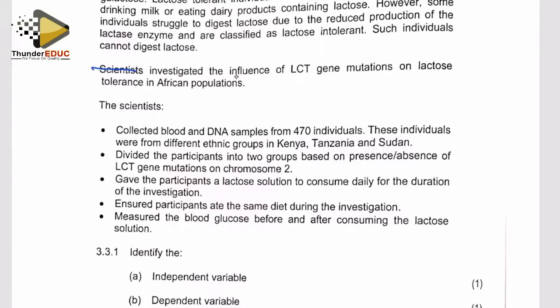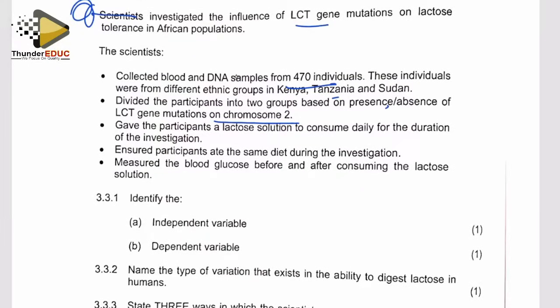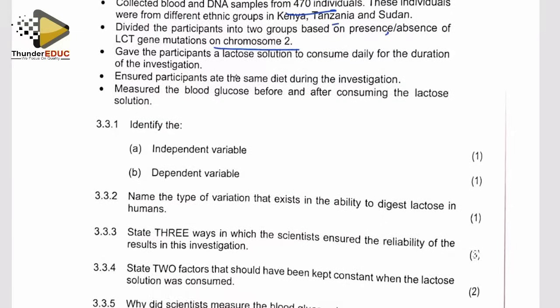Scientists investigated the influence of a lactose intolerance gene mutation on lactose tolerance in the African population. This is very important. They collected DNA of participants found in Tanzania, Kenya, and Sudan, and then divided the participants into 2 groups. They gave the participants a lactose sugar solution to consume daily. They ensured that participants ate the same diet during the investigation, and measured the blood glucose before and after.